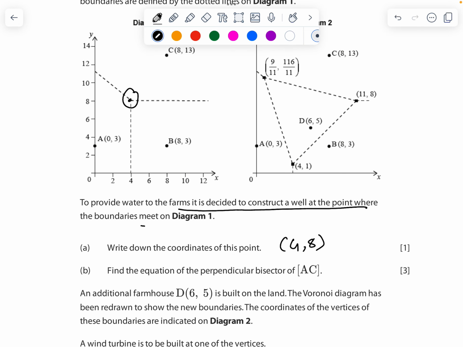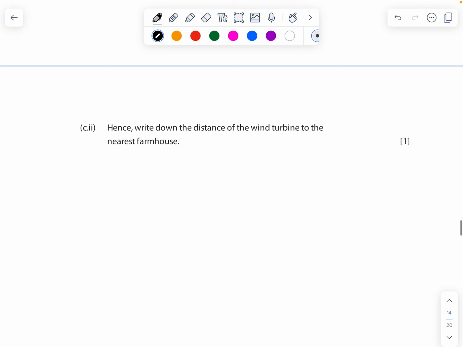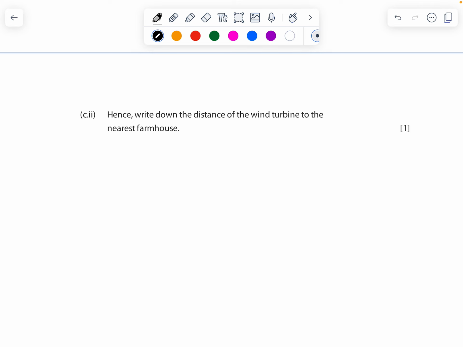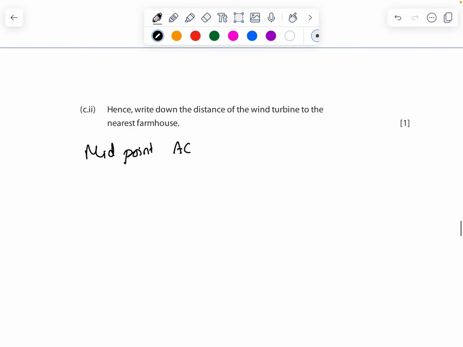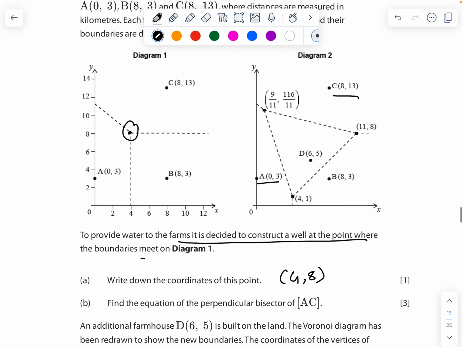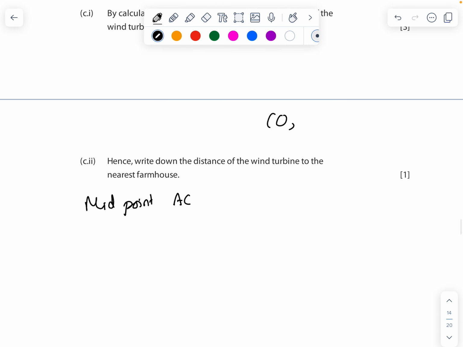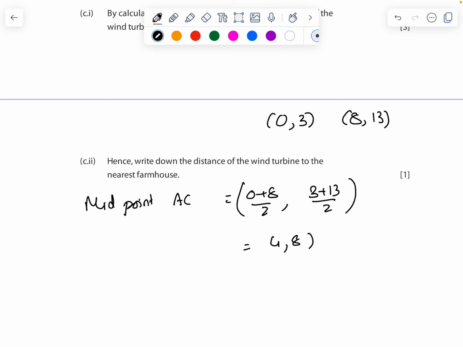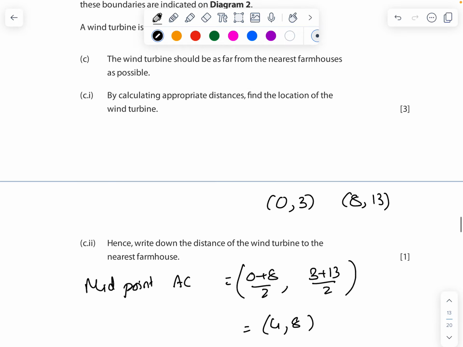Find the equation of the perpendicular bisector for AC. A is (0, 3), C is (8, 13). First of all, I am going to find the midpoint of AC. A is (0, 3), C is (8, 13). So 0 plus 8 upon 2, comma 3 plus 13 upon 2, which is (4, 8).